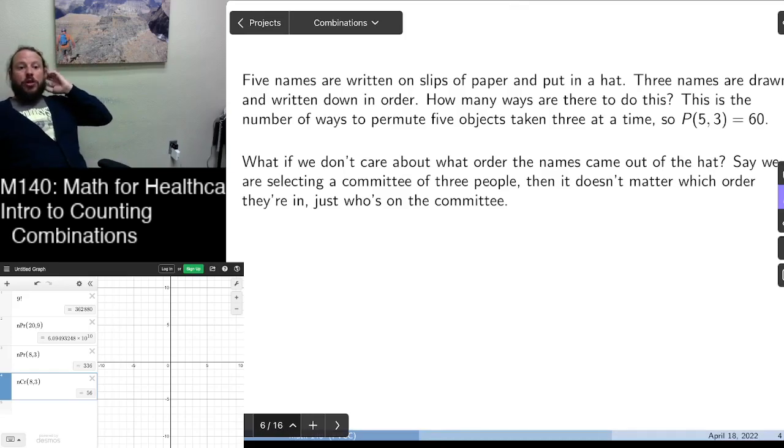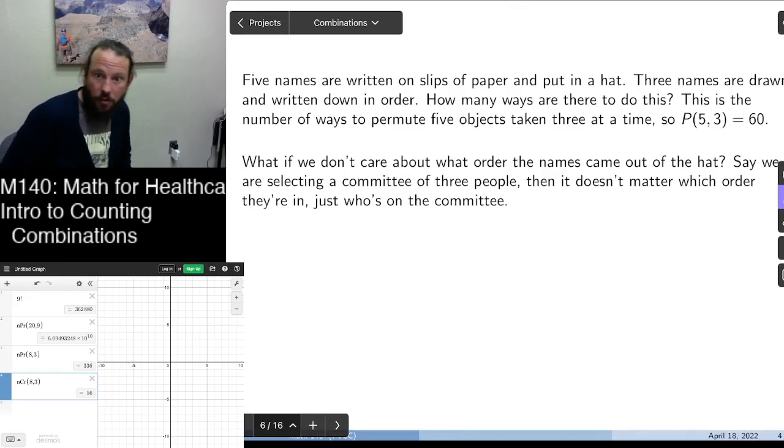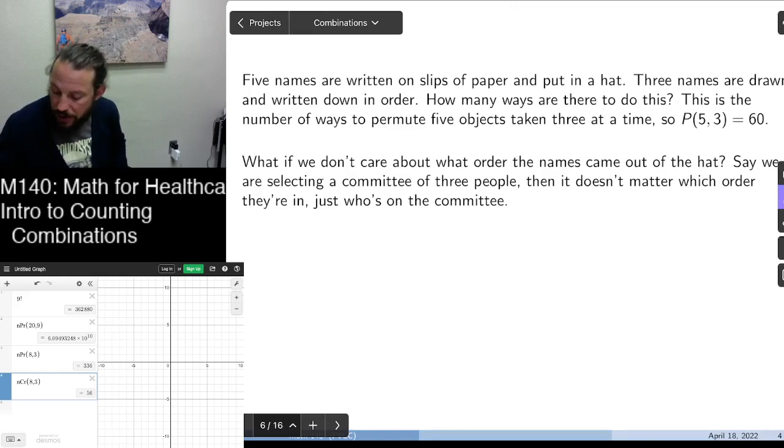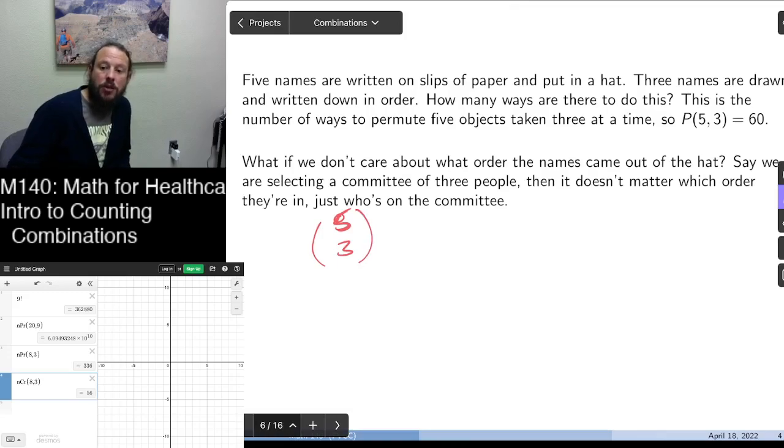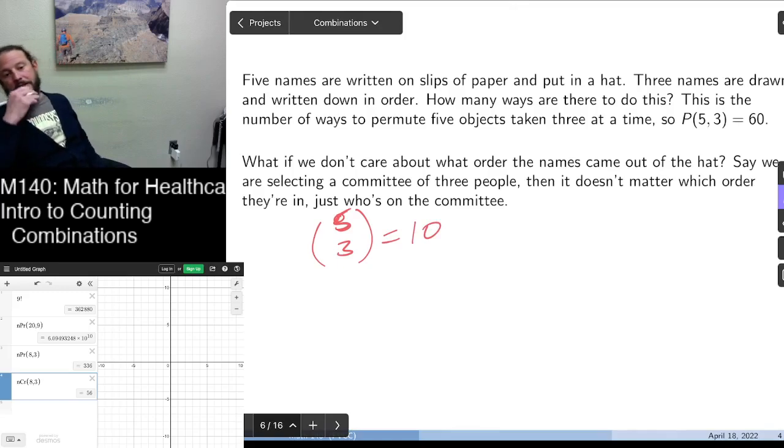We just who's in the committee. So now what's this going to be? All right, so now this is 8. Oh, no, sorry, not 8. 5. I got 5 people. I'm choosing 3. And that's how, in general, this turns out to be 5 times 2, 10. 10 ways. Again, now we just use Desmos to calculate that.